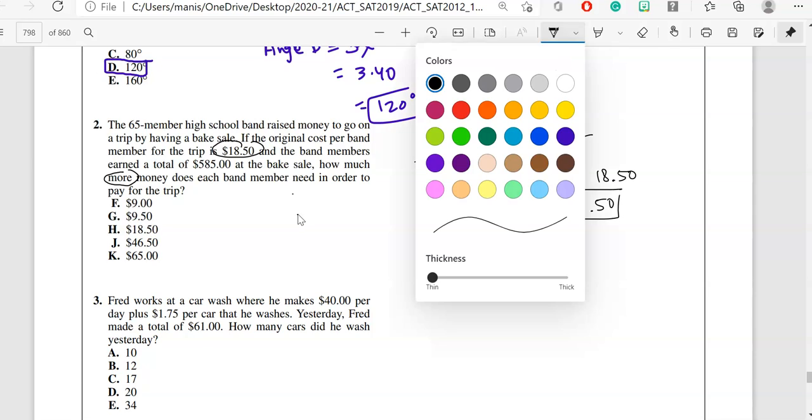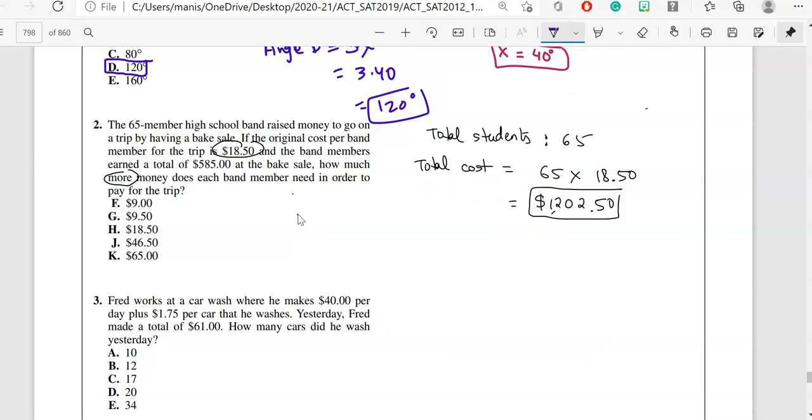Now, what does the question say over here? Question says all the band members have earned this much money at the bake sale. So let's see how much is the remaining money they will be paying from their pocket. So the remaining money, which they are paying from the pocket, you will subtract $585 from this. So when you do this, you will be ending up with what? You will be ending up with 617.5. Is this the answer?